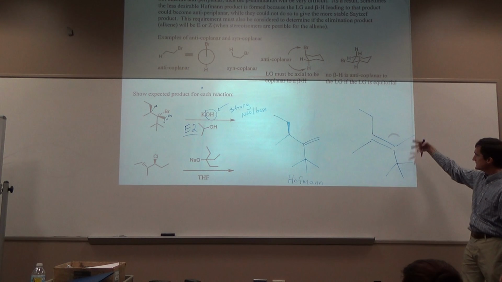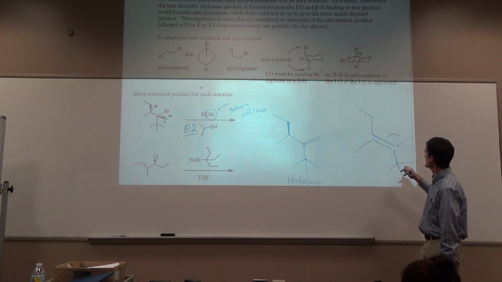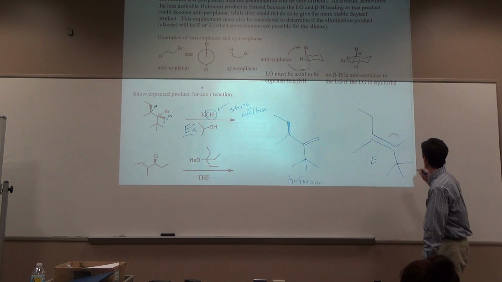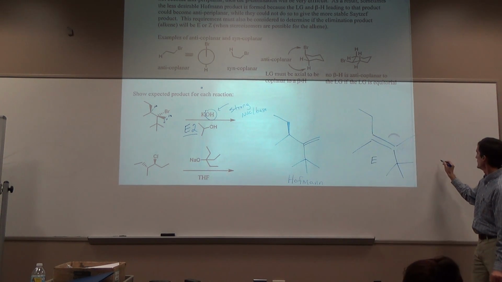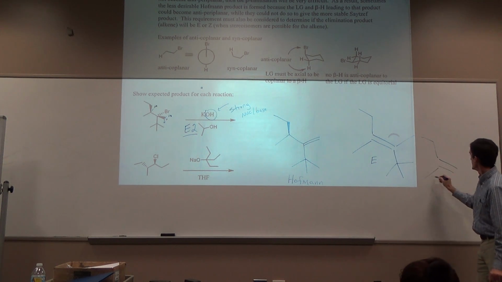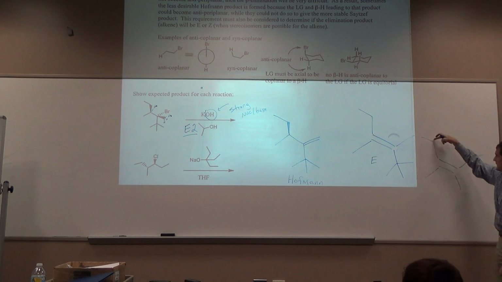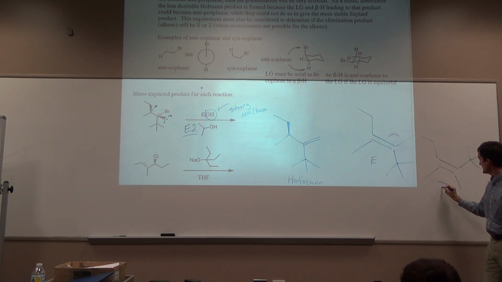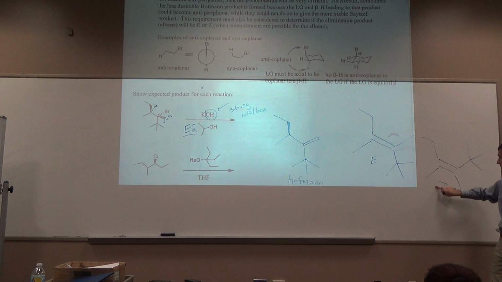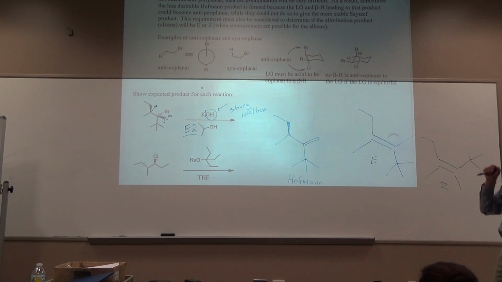Hopefully you see that. Does this have stereochemistry? Yes. This is what, E or Z? E. You also potentially could draw it with the T-butyl and the ethyl on the same sides, that would be Z. There are your three possible theoretical beta elimination products.